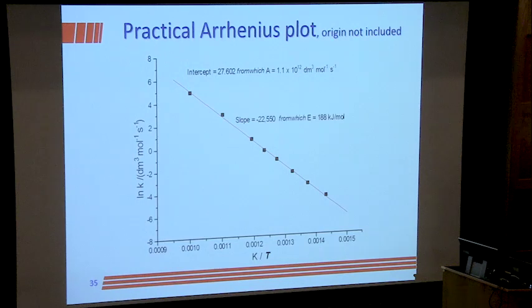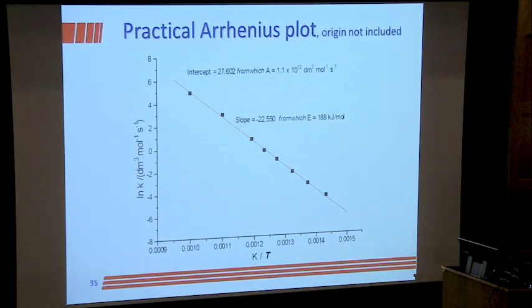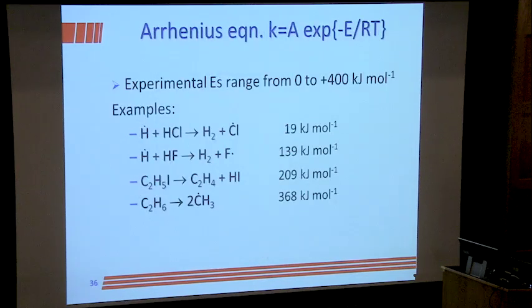If you use this form of the expression, log of the rate constant versus 1 over T, you can get your frequency factor and your activation energy. Nice. Typically, experimental activation energies range from 0 to about 400 kilojoules per mole.